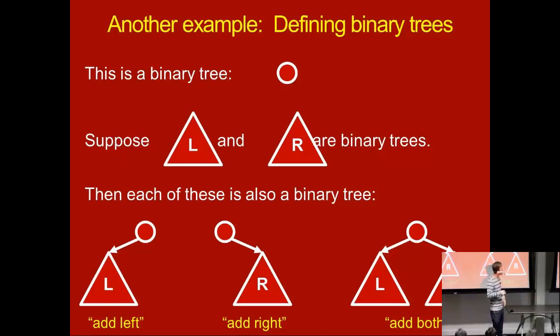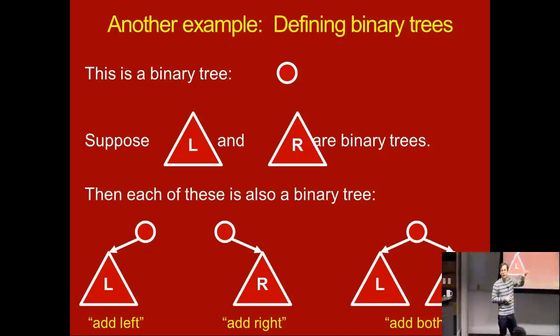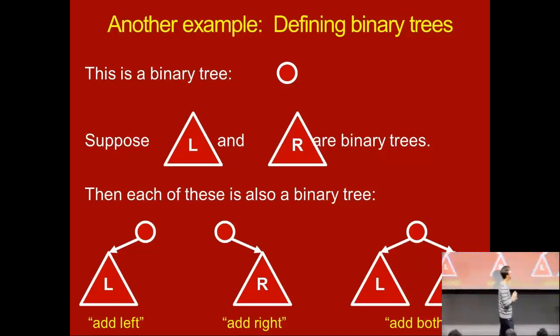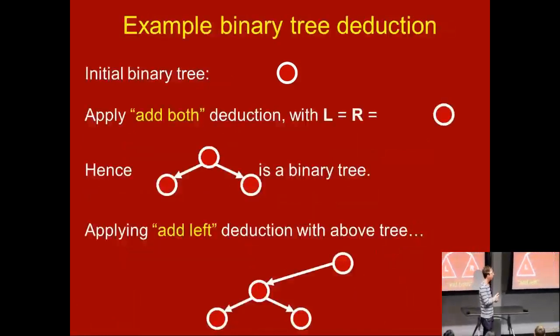You can start with a new node and stick one binary tree you've generated on the left as a left child, or you can stick it on the right, or you can stick both of them in. So the node at the top can have a left child, which is a binary tree, and a right child, which is a binary tree. OK, and this is actually a good way to define what a binary tree is.